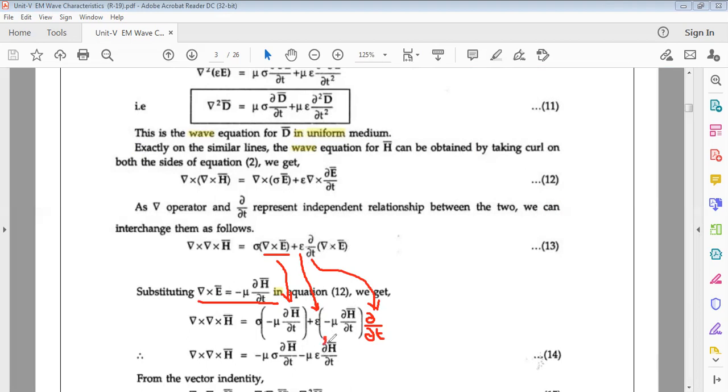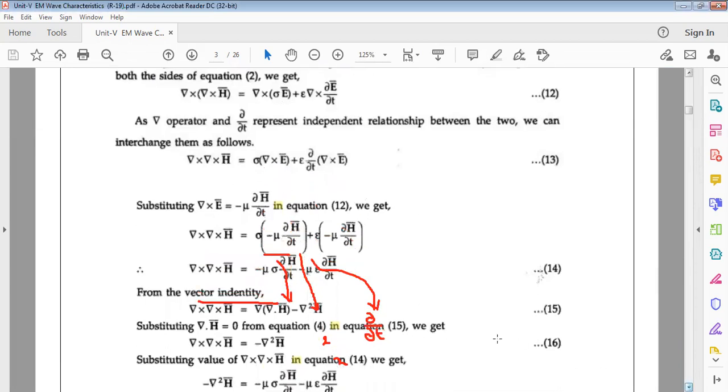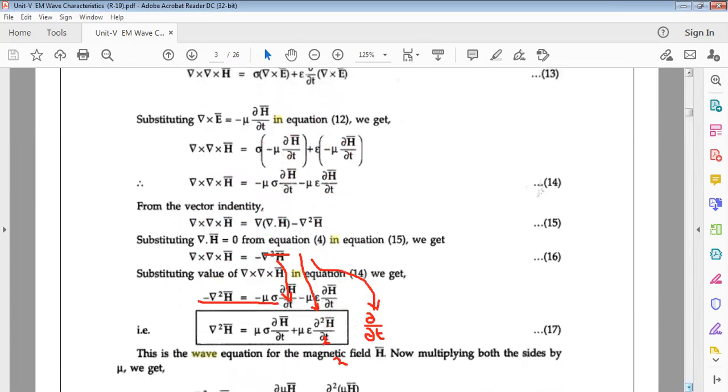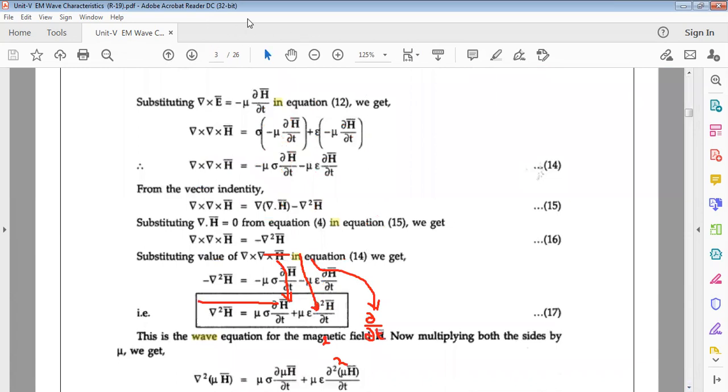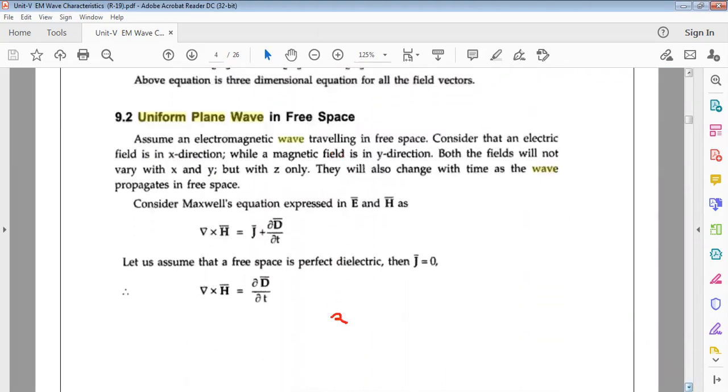Then here, it becomes, not del square, dou square H bar by dou t square. After that, it is minus mu into sigma dou H bar by dou t and minus mu epsilon dou square H bar by dou t square. Got it, my students? There is some mistake here. Then we'll get here dou square H bar by dou t square. Here also the mistake is there. Dou t square. Got it. Please note that. We go for the next topic, the uniform plane wave in free space.